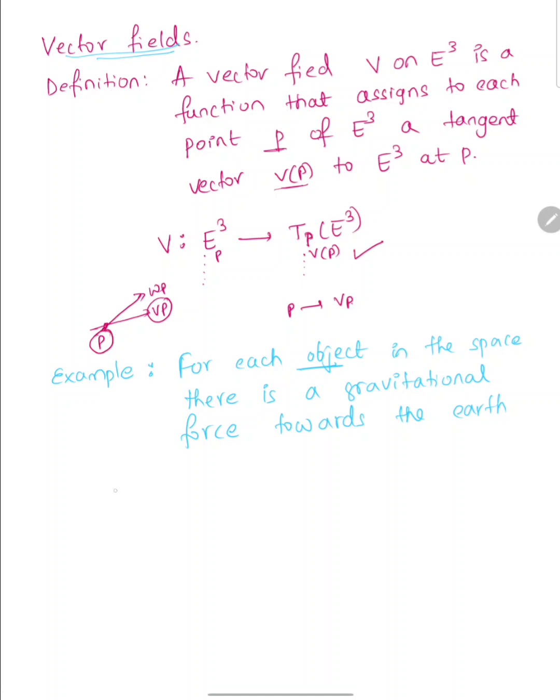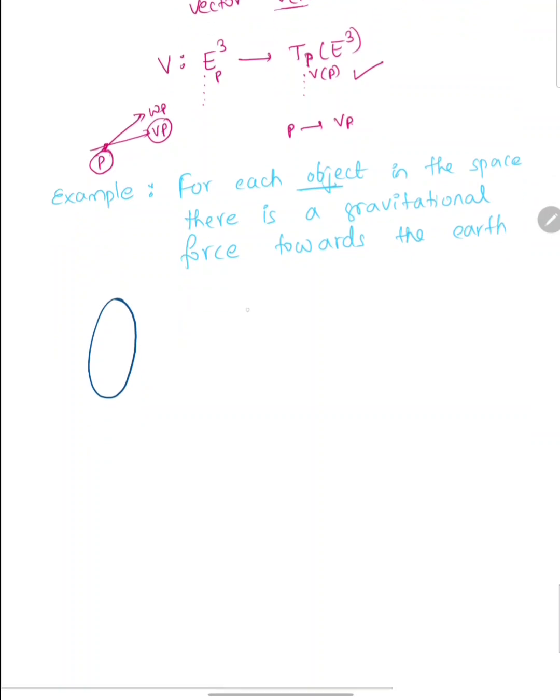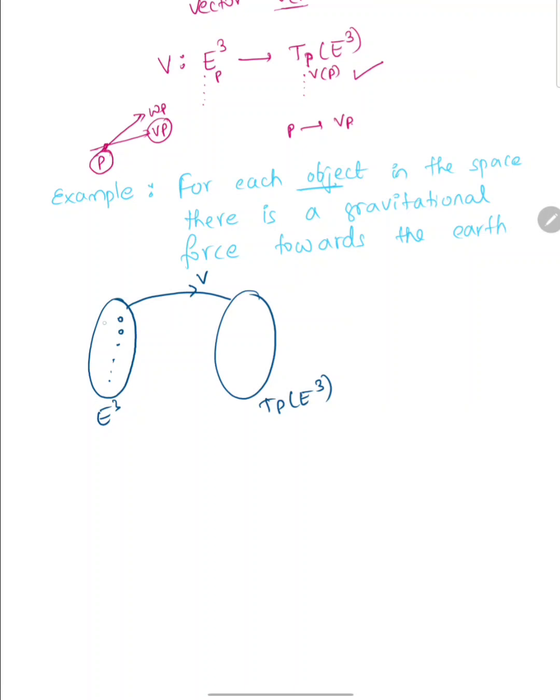If I write this in terms of a function, this is E3, this is TP of E3, and this is a function V. For each point, suppose this is P1, P2, and so on, for each point P in E3, V of P is in TP of E3. Likewise, for each point we are assigning one tangent vector. So this is about the vector field. Here, to analyze the function, we are collecting the tangent vectors.